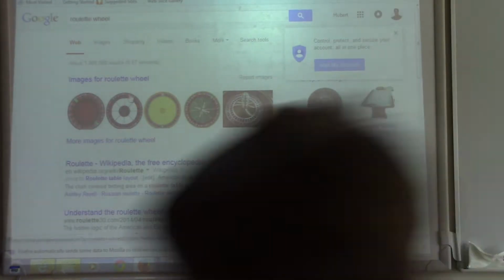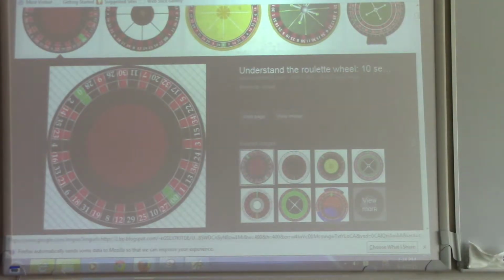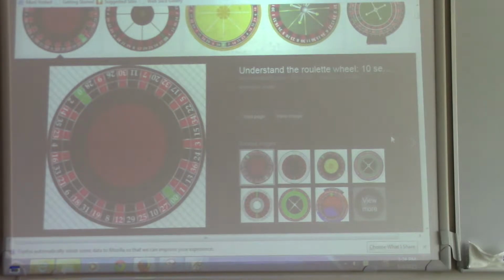Dang, oh, there's a roulette wheel. Right there. Now, all roulette wheels are the same as far as their initial makeup. You may have some that have 48 numbers. You may have some that have 32 numbers. I don't get into that.